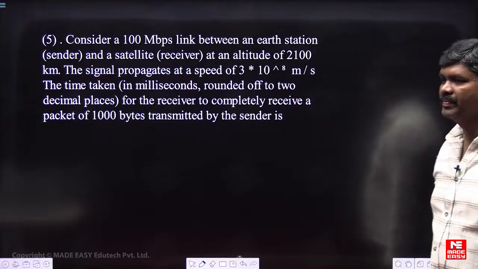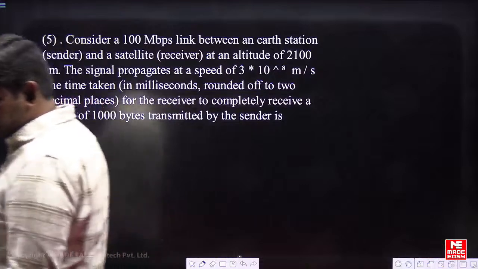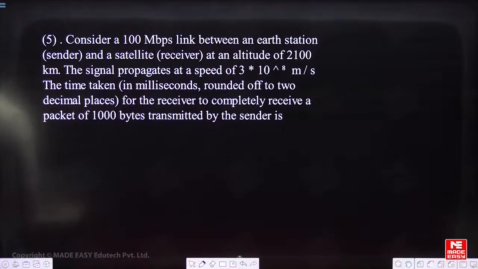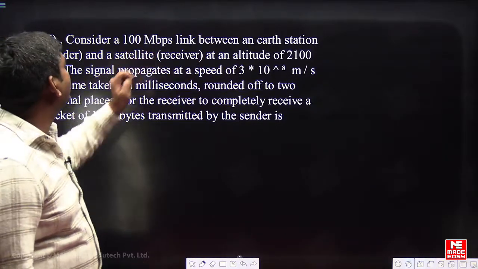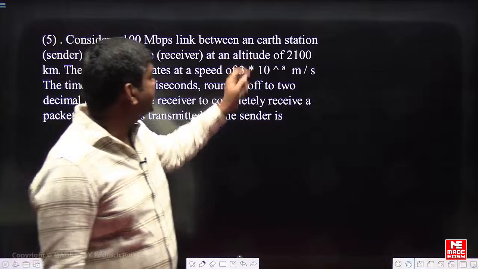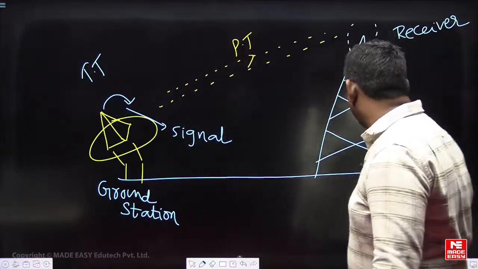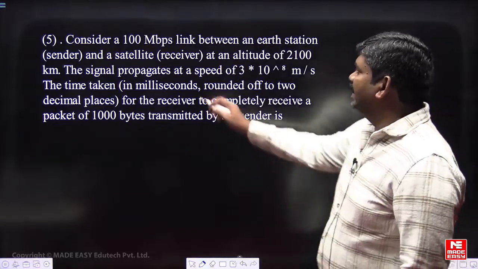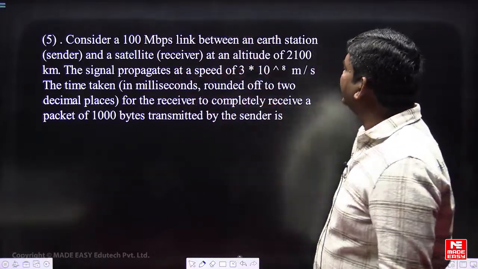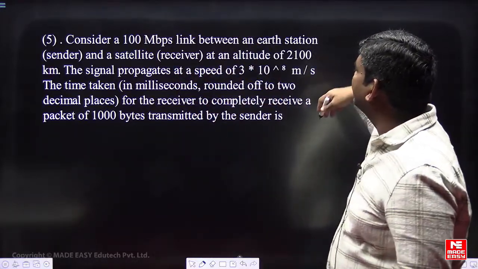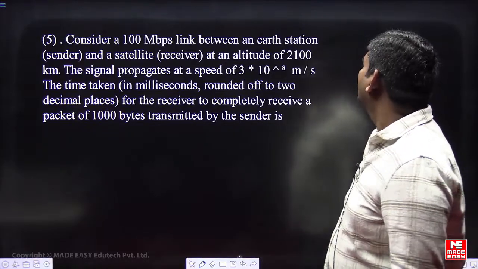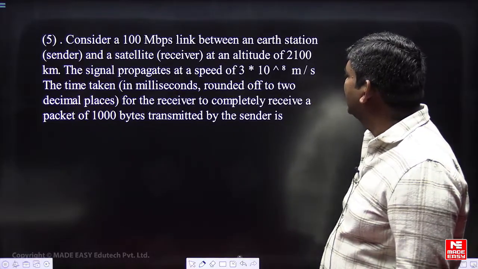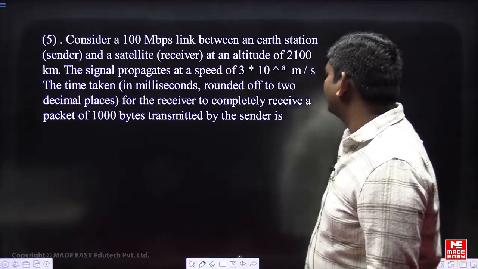Now you read this question. I have given the hint. This is the bandwidth of the link, 100 megabits per second link between an earth station, or a ground station, and a satellite. The satellite, or that particular antenna, is at an altitude of 2100 kilometers. The signal propagates at a speed they have mentioned.